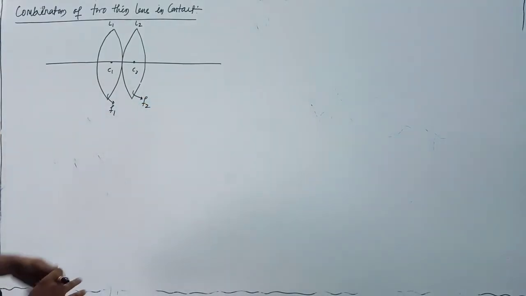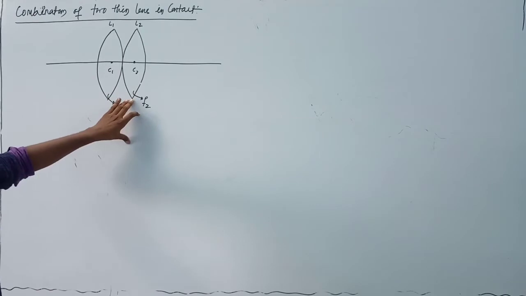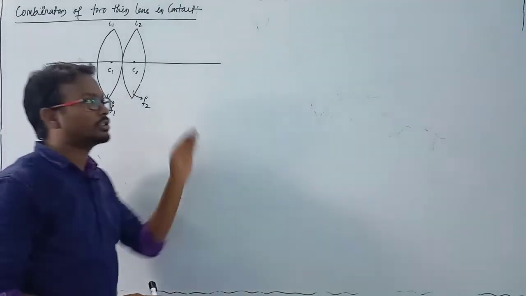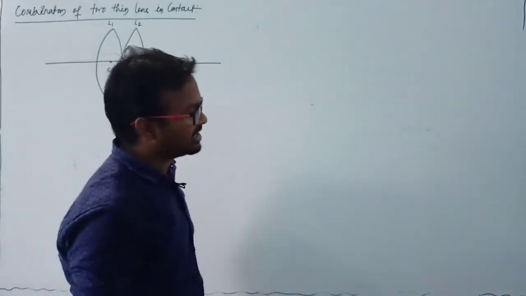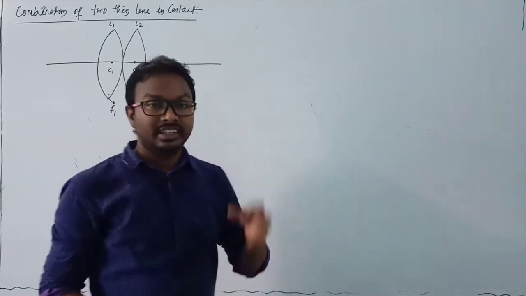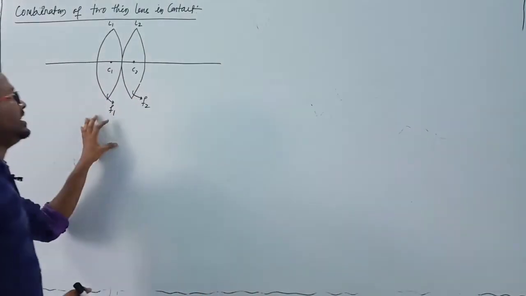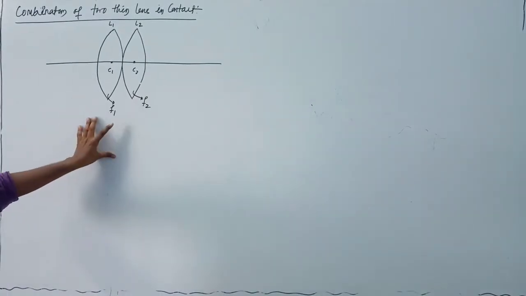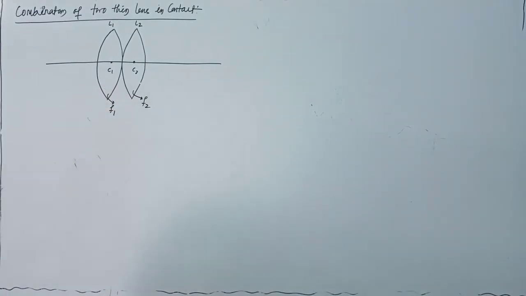Now we have to find the equivalent focal length of the combination, like resistance. If a number of resistors are connected in series, we find the equivalent resistance of that combination. In this way we have to find the equivalent focal length of this combination.